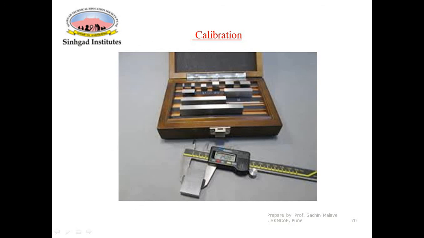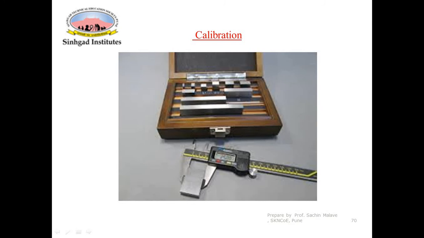So what do you have to do? As you can see, this is the slip gauge. We want to check the accuracy. We want to ensure that the reading given by this vernier caliper is correct or not. So you have to insert one slip gauge. Now we know that the dimension of the slip gauge is absolute. It is perfectly correct. If the slip gauge size is say 25 mm, it means it is exactly 25.000.